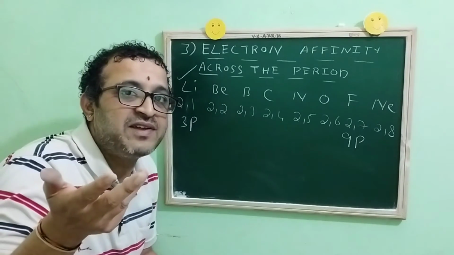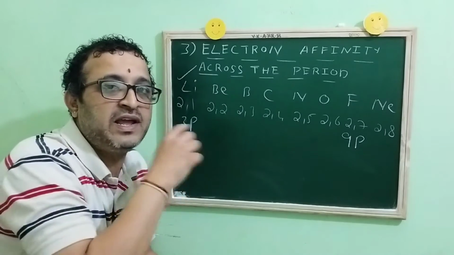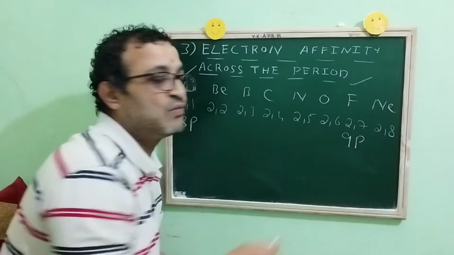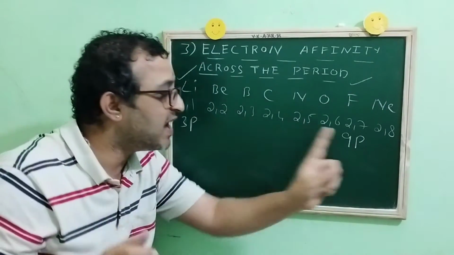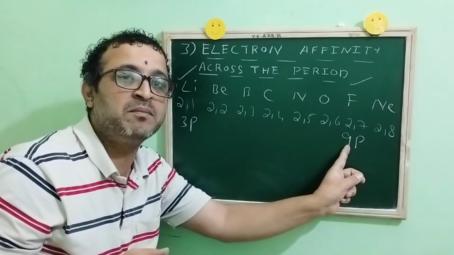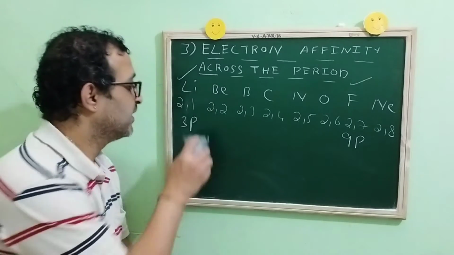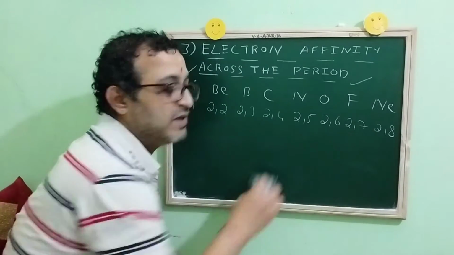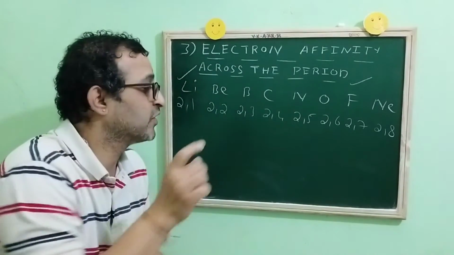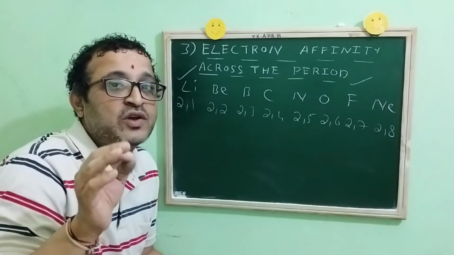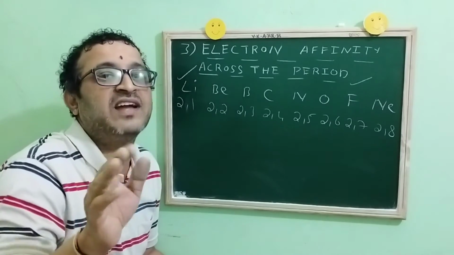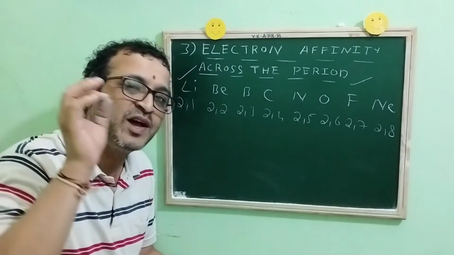And which element has the maximum electron affinity in period 2? It is fluorine, which is the smallest and has the maximum nuclear charge. Now children, to understand this variation of electron affinity better, we'll consider the values. Now I am writing the values only to make you understand. No need to remember the values for the board exam.